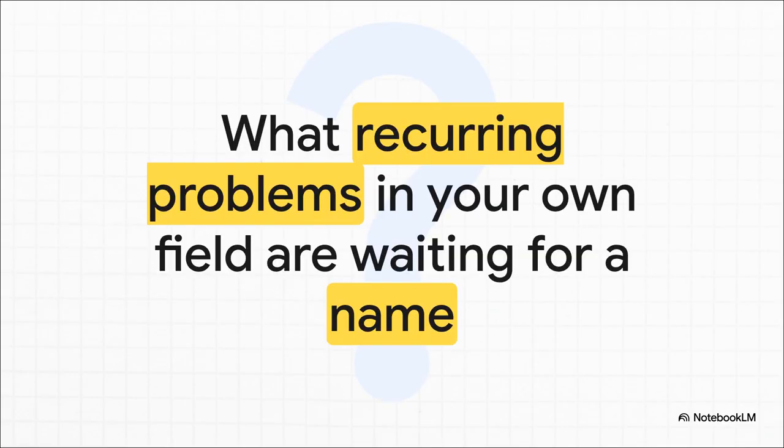So I want to leave you with a final thought here. This whole idea of identifying a recurring problem and giving its solution a name, it's not just for software. Not at all. It applies to, well, pretty much everything. So take a look at your own work, whatever your field is. What are the recurring problems you face? And what are the proven, reusable solutions that are just waiting for a name?